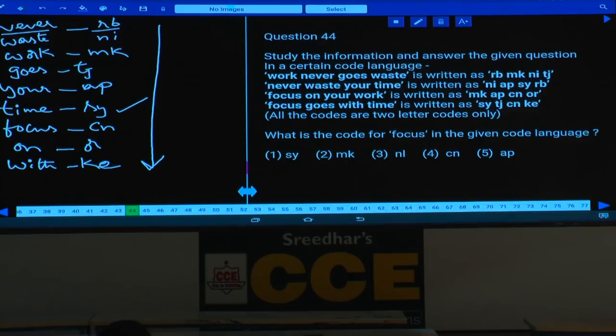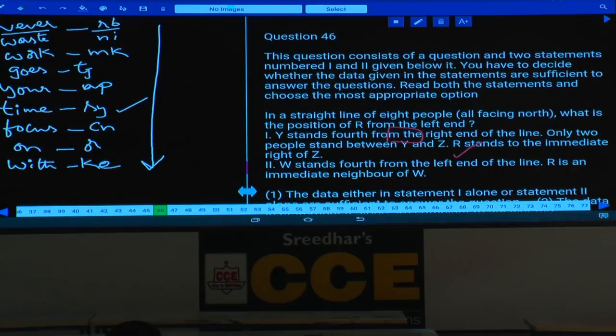Then question number 44. What is the code for focus? Yes, tell me what is the code for the word focus here? CN. CN, that is choice 4. Then question number 45. And what is the code for the word time? Yes, tell me what is the code for the word time here? SY. SY, that is choice 5.